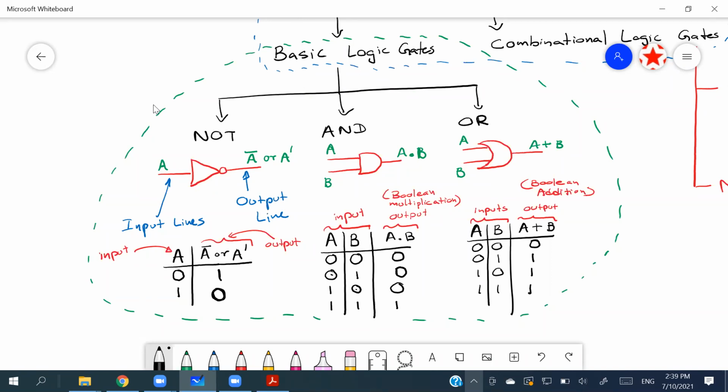We talked about how the NOT gate inverts what is being received. We indicated that when A is received, A bar, or A dash, is generated. Then we talk about what happens to the ones and zeros received by the NOT gate. When 0 is received, 1 is output. When 1 is received, 0 is output.